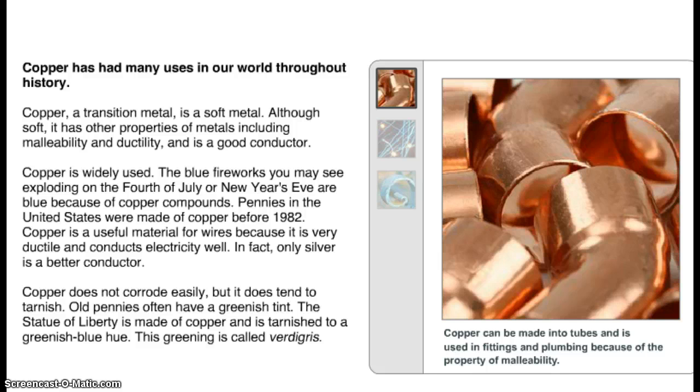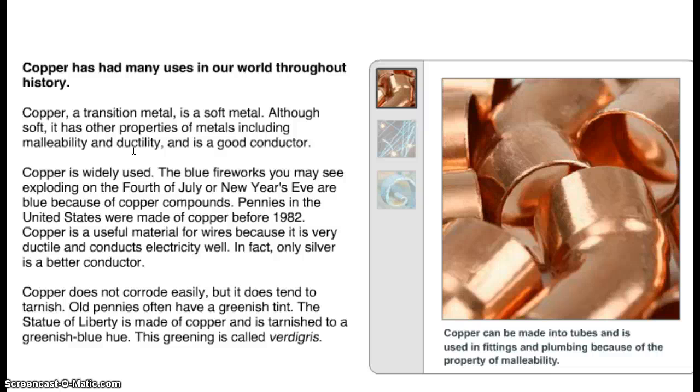Copper has many uses in our world throughout history. Copper, a transition metal, is a soft metal. Although soft, it has other properties of metals including malleability and ductility, so we can hammer it into shapes and we can pull it into wires, and it's a good conductor. Copper is widely used. The blue fireworks you may see exploding on the 4th of July or New Year's Eve are blue because of the copper compounds.